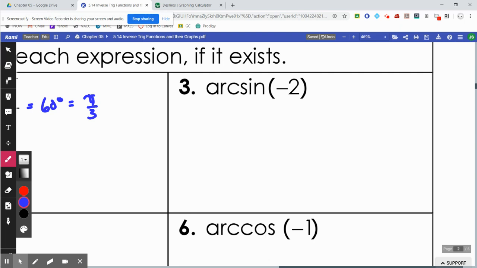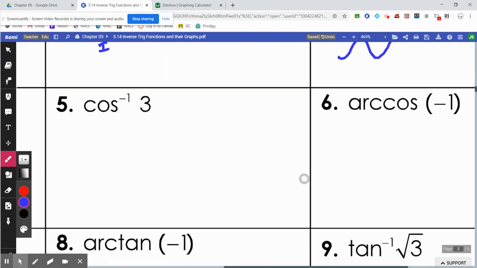Number 3, same restrictions. However, remember what our domain is. The domain of arc sine is the range of sine. A sine function has a range of -1 to +1. If you remember that sine curve, it never goes lower than -1 and never goes higher than +1. If you type that in, you're going to get an error because you cannot find the arc sine of -2. That lies outside of the domain of arc sine, which is just from -1 to +1.